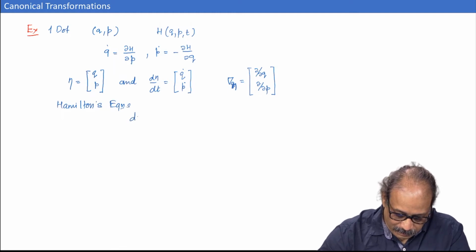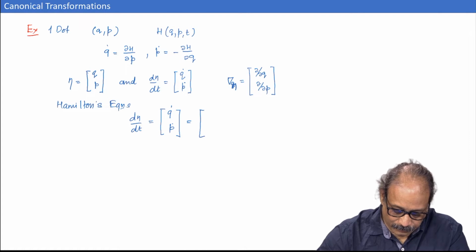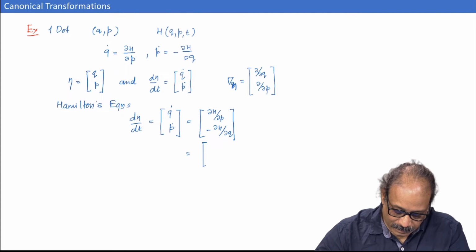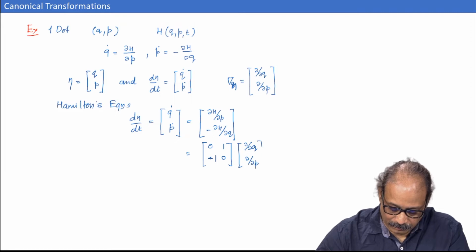The Hamilton's equations will be eta dot, that is d eta by dt, and this must be equal to q dot, p dot. But from the Hamilton's equations I know that this is equal to del H over del p, and minus del H over del q. Okay. Rewrite this as a product of two matrices. So, this will be the matrix 0 1, minus 1 0, and here I will write del over del q, del over del p, acting on H. Okay.